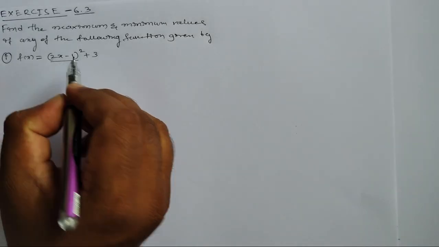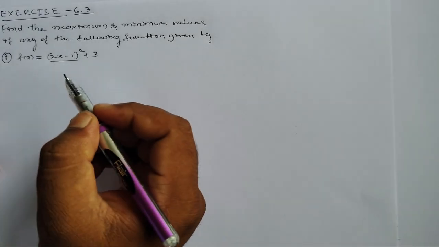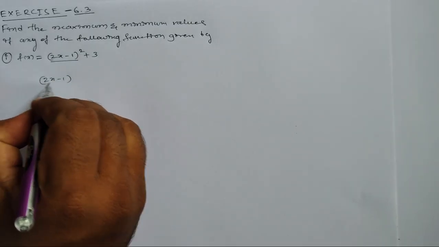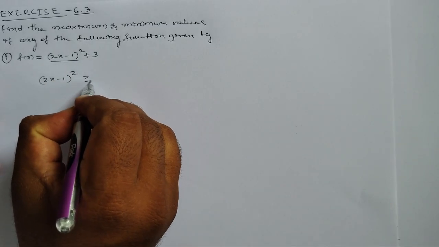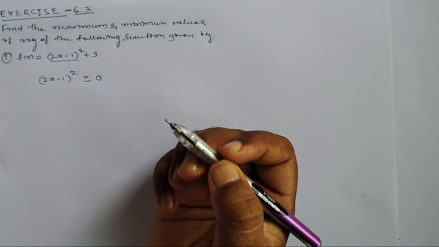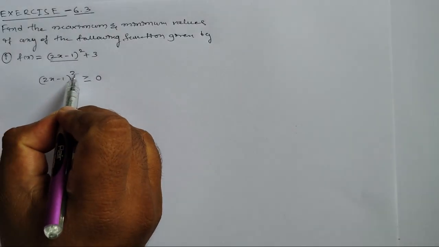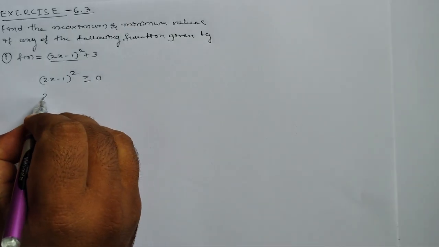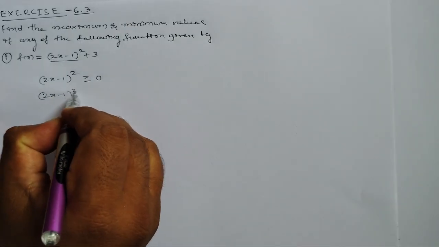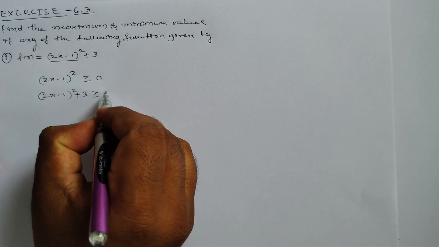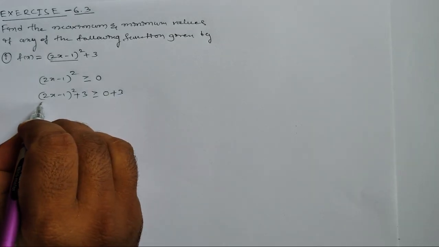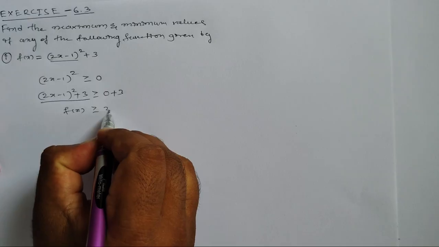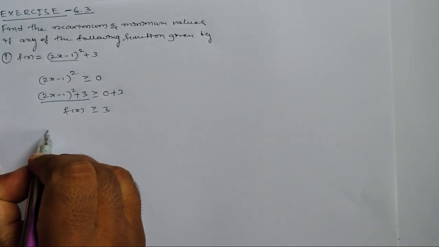We will use an inequality. What is (2x minus 1) whole square? A square is always greater than or equal to 0, you know that. First the inequality: (2x minus 1) whole square is greater than or equal to 0. Adding 3 on both sides, (2x minus 1) whole square plus 3 is greater than or equal to 0 plus 3. This is the function f of x, so f of x value is greater than or equal to 3.